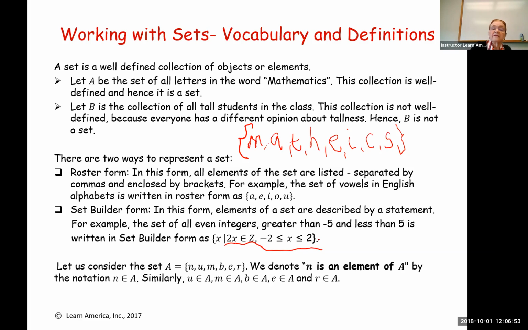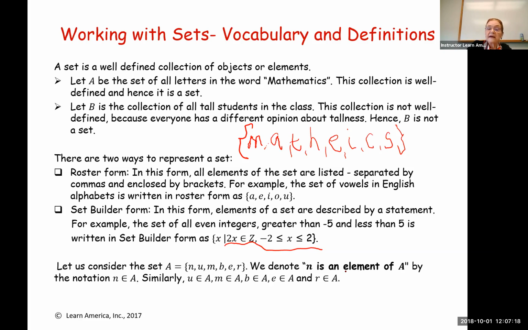And this is read: the set of all x such that 2x is in the set of integers. Notice Z is used for integers. And x is greater than or equal to -2, less than or equal to 2. Or you can also read this as -2 is less than or equal to x, which in turn is less than or equal to 2.